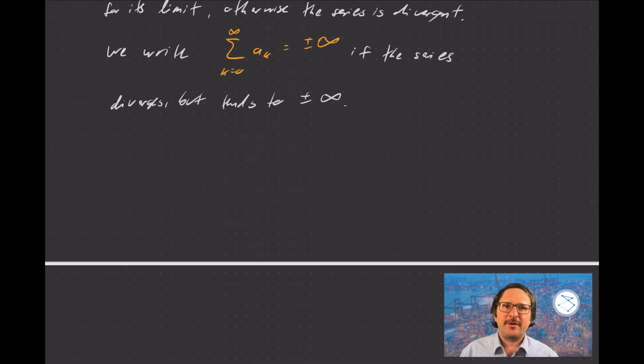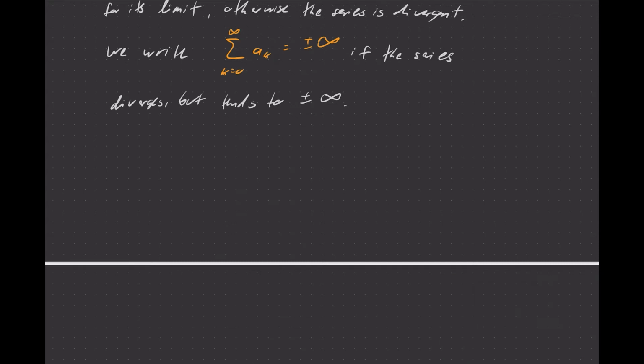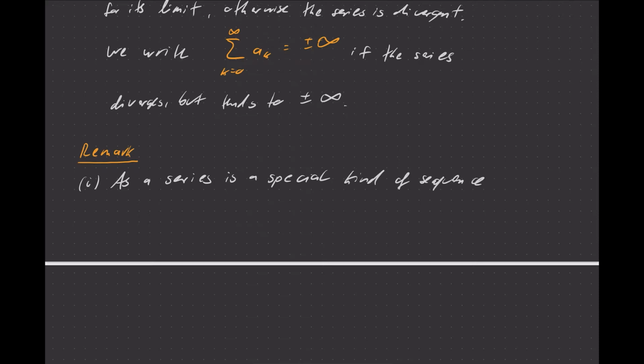Two small remarks before we go on with examples. The first one is, a series, as we have defined it, is of course a special kind of sequence. So all the results that we have derived for sequences also apply to series here. So the first remark is: a series is a special kind of sequence, and all results for sequences carry over to the situation of series.